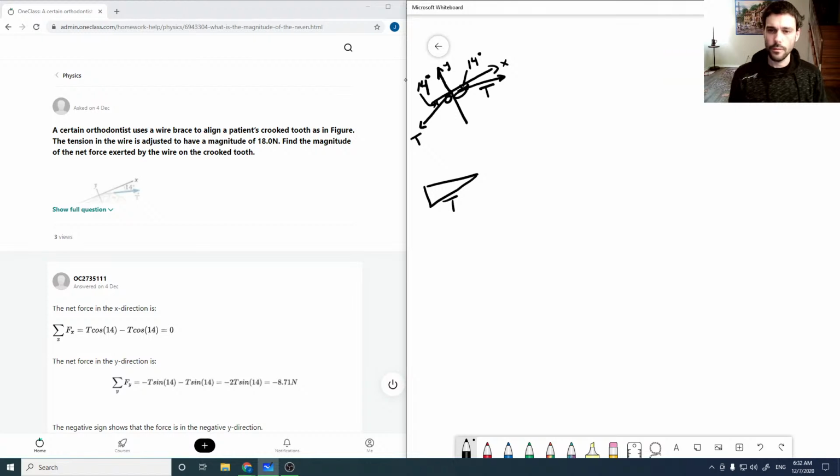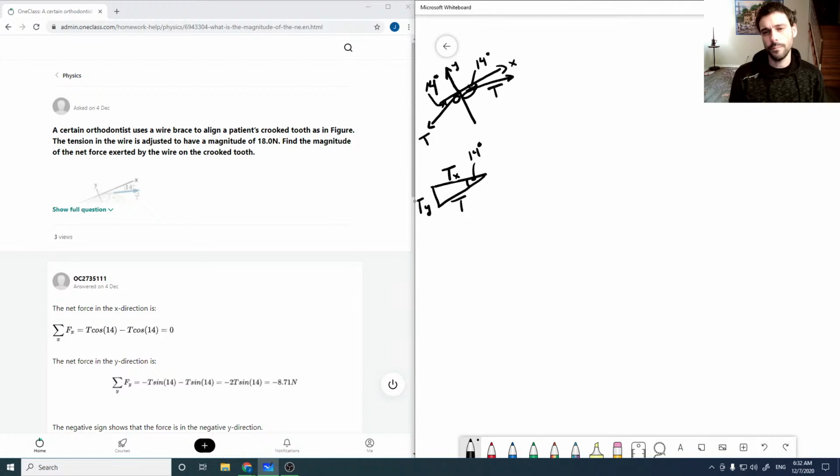Right, so we've got y, x, and 14 degrees. I don't know why I put y and x, especially on the wrong axes, so that would be Tx and Ty. Okay, so just using trigonometry, that should be a right angle triangle there. Tx is going to be T cosine of 14 degrees, and Ty is going to be T sine of 14 degrees.